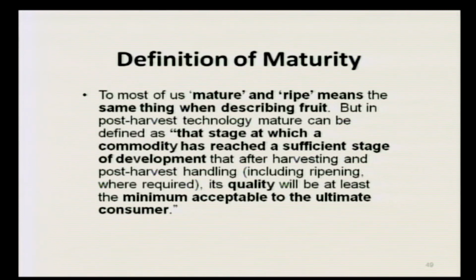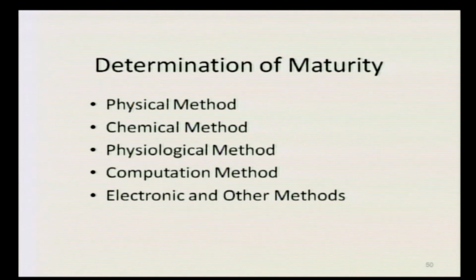The important thing is the definition of maturity, which is very important at the harvest stage. We should harvest at the right stage, that is when it is mature. Now these are the two terms. Normally for us, mature and ripe mean the same thing, but in post-harvest technology, maturity is the stage at which the commodity has reached a sufficient stage of development, and its quality will be well acceptable to the ultimate consumer. And how do we assess it? There are 4 methods: physical method, chemical method, physiological method and computation methods.